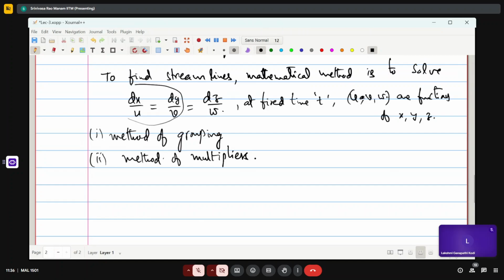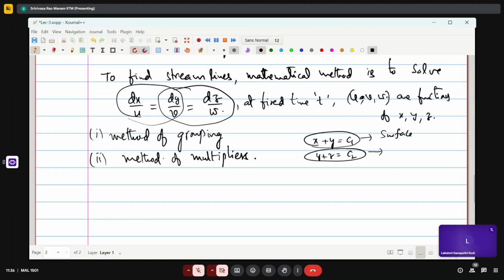For example, you group it. Suppose you can integrate, you will get it like that. Suppose I group these two. If you group them, then you may get, for example, x plus y equal to some constant C1. Similarly, if you group this one, y plus z equal to another constant. So what are these two? These two are like surfaces. This is one surface, this is another surface.